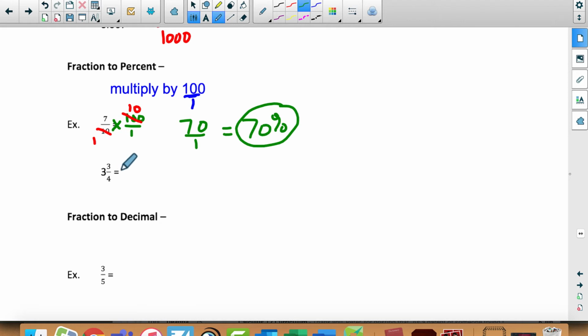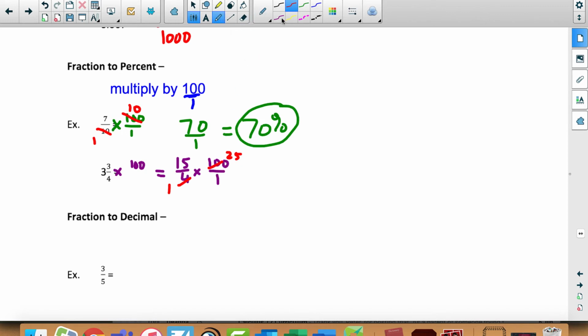Okay, let's try this one. 3 3/4, and we want to multiply it by 100. Okay, couple things. First, when we multiply, we can't have mixed fractions. It has to be improper. So let's get this improper. 3 times 4 is 12, plus 3 is 15. So we have 15 over 4 times our 100, which we could write as 100 over 1. Ninja slice, the 4 and the 100. You can divide them both by 4. 4 by 4 is 1, and 100 by 4 is 25. Now you're good to go.